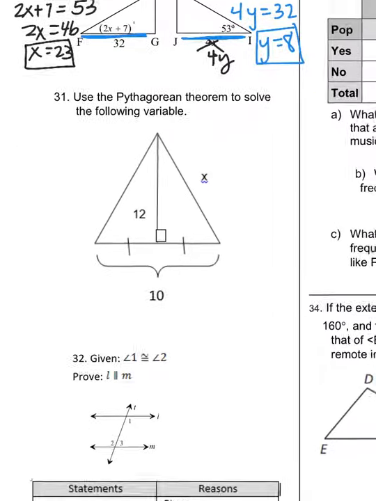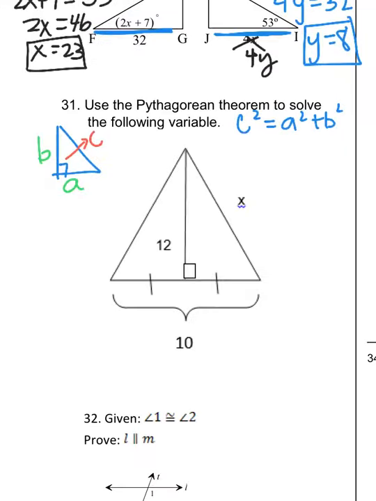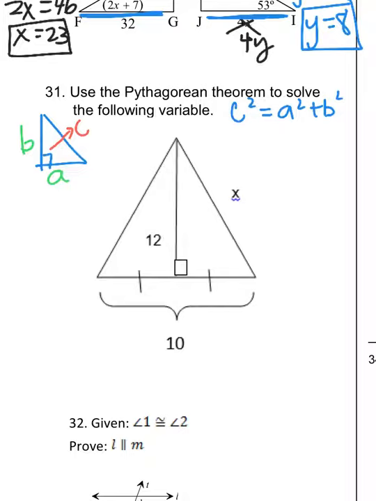Number 31. On number 31, you're going to need the Pythagorean theorem, which says that c squared is equal to a squared plus b squared, which means we're going to need a right triangle somewhere. Across from the right angle is our c side, and the two other legs are a and b. So I'm going to end up using this triangle here, since this triangle has the x in it.